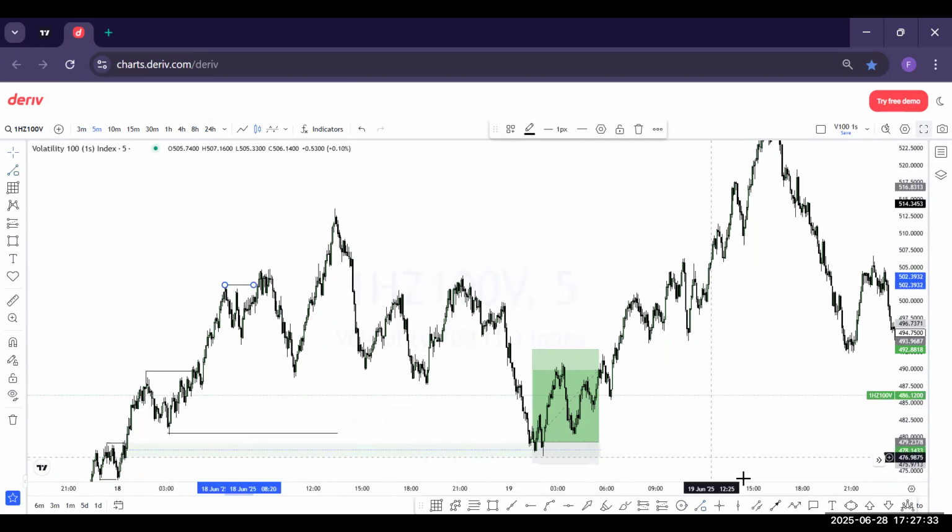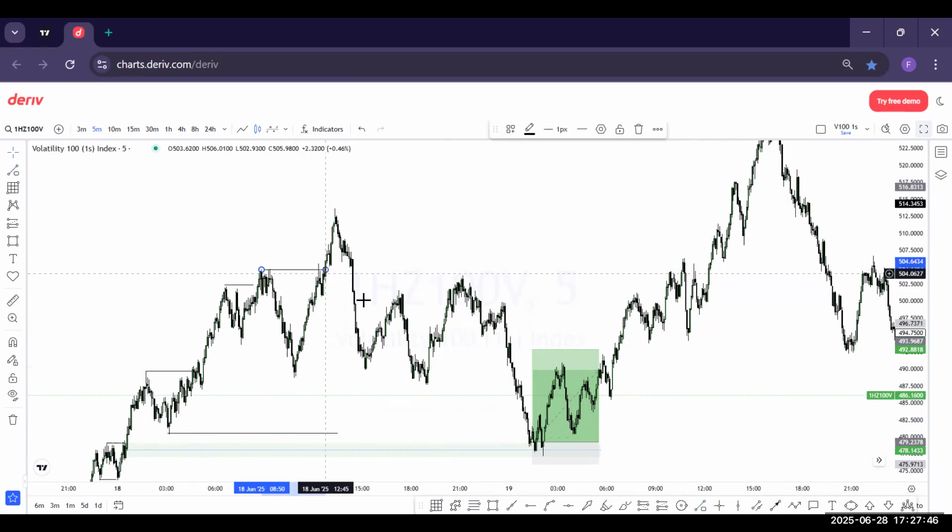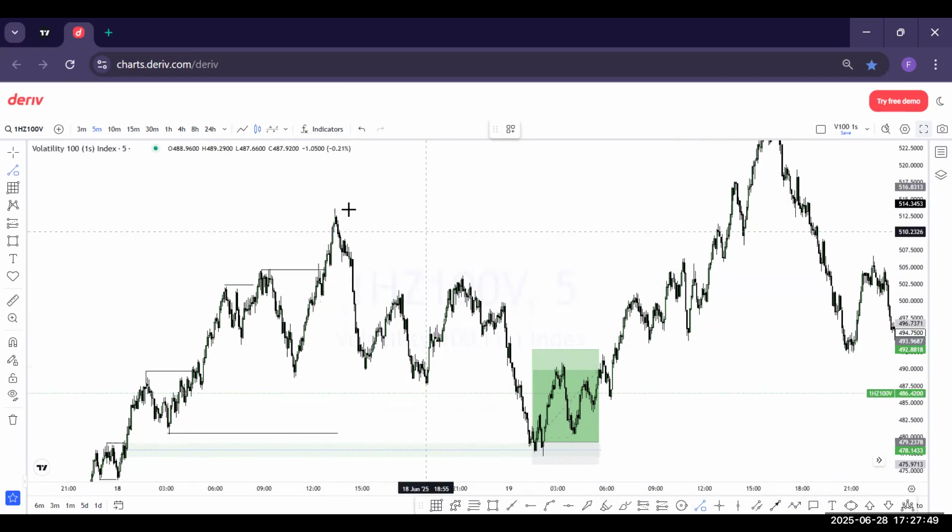We have this break here. Will you say, this setup, will I take it? This is not a valid inducement. Even if you measure from this little break of structure, it doesn't fall in 50%. So I've showed you how to get a valid setup.